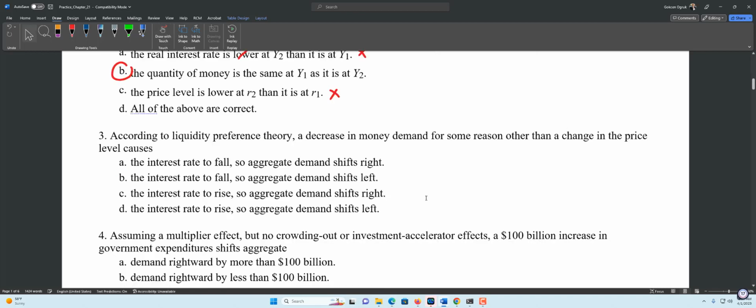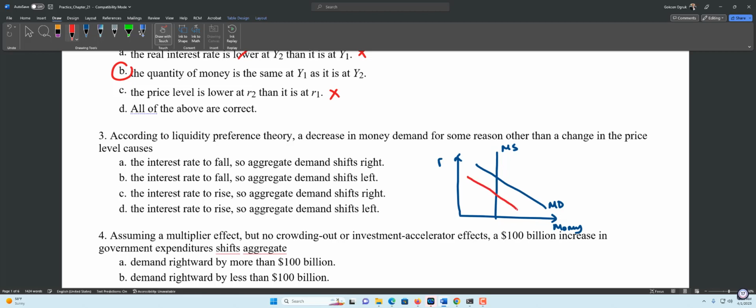Question number 3. According to liquidity preference theory, a decrease in money demand for some reason other than a change in the price level. So let's understand this on a figure. Here we have the interest rate. Here we have the amount of money. The money demand curve is downward sloping and the money supply curve is vertical and determined by the Fed. So if for some reason the money demand is lower, that means we shift the money demand curve here. And now this is the new intersection. And this is for a reason other than a change in price level. We need to find out which one is correct.